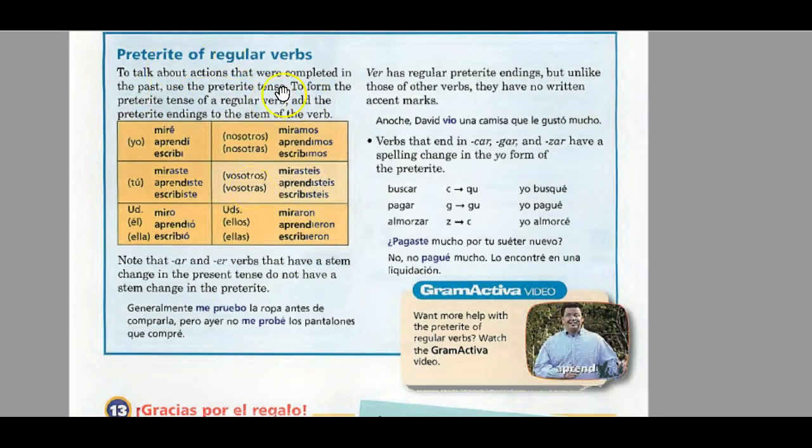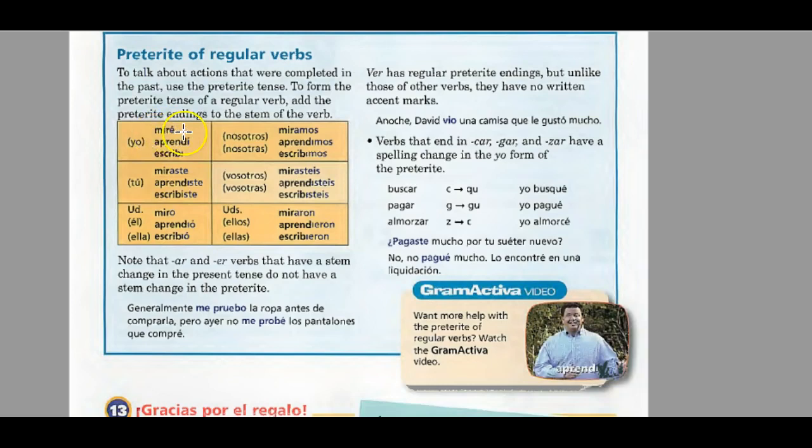To talk about actions that were completed in the past, use the preterite tense. This is important. They were completed in the past. To form the preterite tense of a regular verb, add the preterite endings to the stem of the verb. So these are the preterite endings we're looking at here.